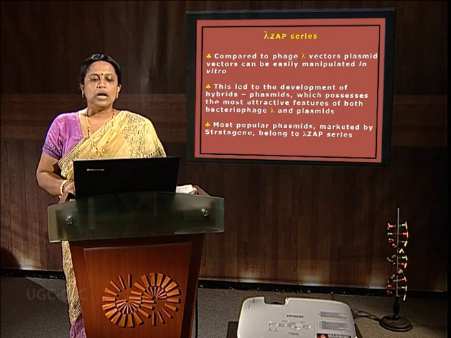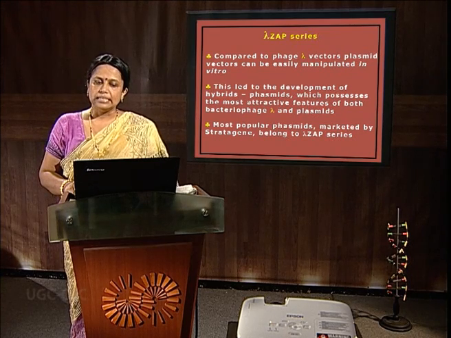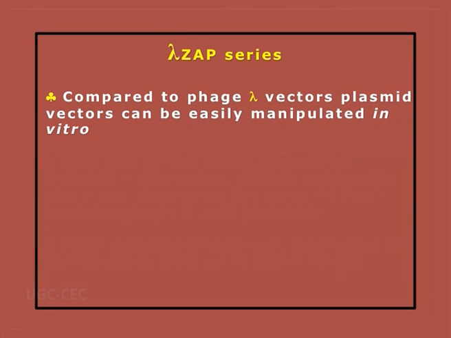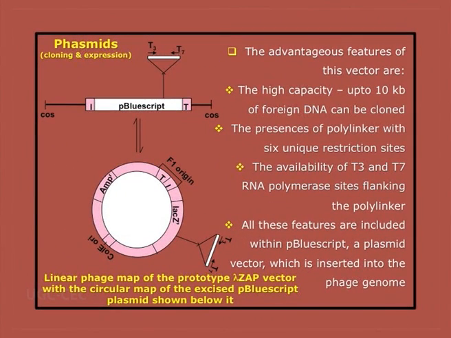So, we are coming to another variety of vectors wherein single-stranded phages are being utilized. Such a vector is called the lambda ZAP vector. Compared to the lambda vectors, plasmids can be easily manipulated in vitro, as we have seen. So, we have made lambda ZAP vectors, which are a fusion between a bacteriophage vector and a plasmid vector. What is so good about this is that pBluescript is a plasmid which is introduced in between the bacteriophage genome. A high capacity of 10 kb of foreign DNA can be cloned inside it, and a polylinker with 6 unique restriction endonuclease sites is present.